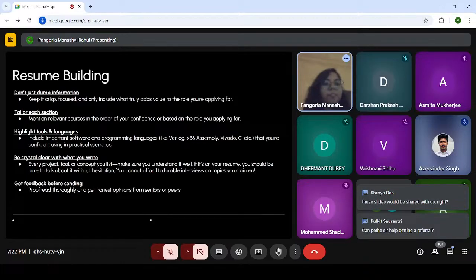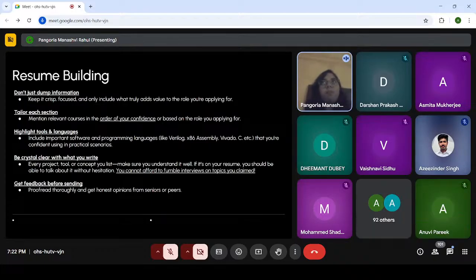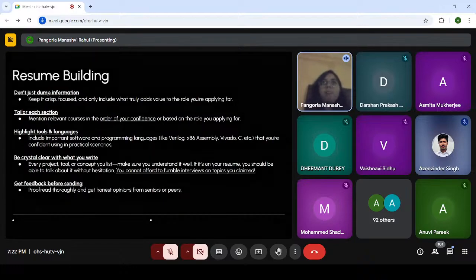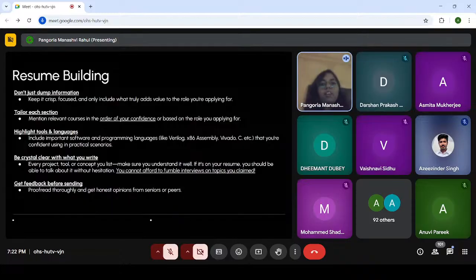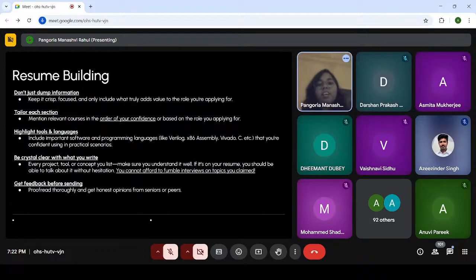So don't do that. Third, highlight the tools and languages. If you have done some projects and used software like Vivado, or programming languages, do add them, because the skill sets will really set you apart.